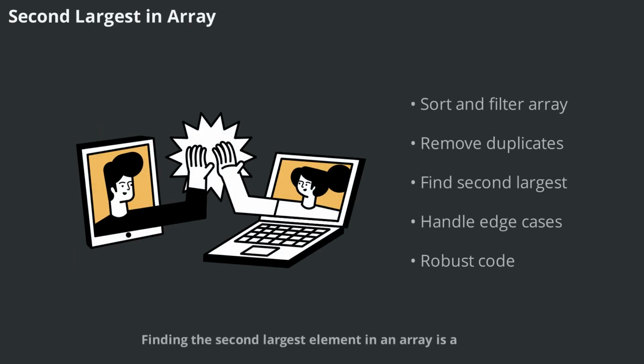Finding the second largest element in an array is a question that tests your ability to sort and filter data. By sorting the array and removing duplicates, you can identify the second largest value. For example, in 1, 3, 4, 2, 5, the answer is 4. This problem demonstrates your skill in using collection functions and handling edge cases, such as arrays with fewer than 2 distinct elements. Interviewers look for efficient solutions and your ability to write robust code. Practicing this prepares you for more advanced array manipulation.